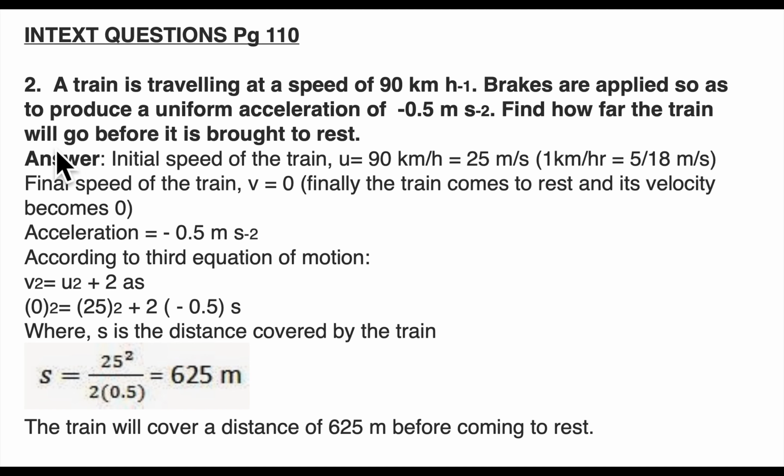Find how far the train will go. We have to calculate what? Distance. And acceleration is given to us as minus 0.5 meter per second square. Why is the minus sign there? The minus sign indicates that speed is decreasing. So acceleration is equal to minus 0.5 meter per second square. According to the third equation of motion, v square minus u square is equal to 2as, or v square is equal to u square plus 2as. We will substitute the value of v, the value of u, the value of a, and when we simplify, we will get s equal to 625 meter.